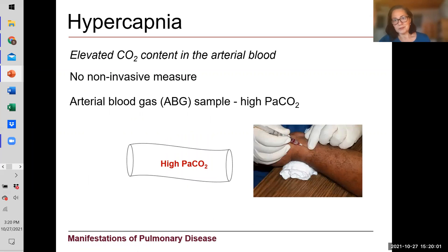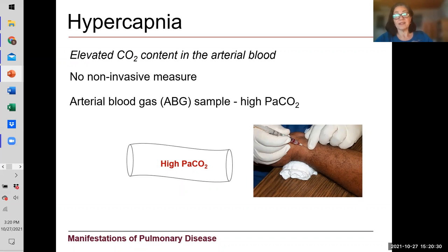Now, here's the problem. With the hypoxemia, we could assess it with that non-invasive test. You just put the thing on the finger and look for oxygen levels. There is no comparable test like that for carbon dioxide levels. So if you are an inventor or know some inventors, do put a bug in their ear about this. We could definitely use a non-invasive way to assess carbon dioxide levels. At this time, we do not have one.